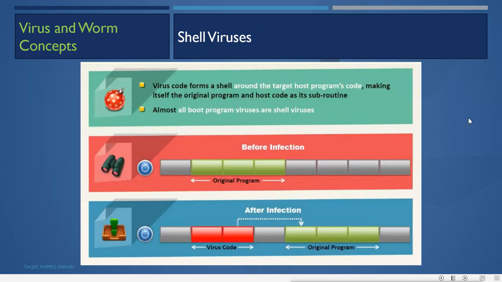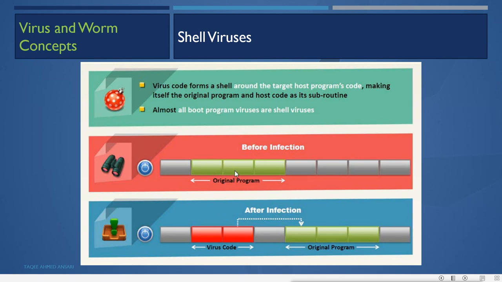Then we have shell virus. This virus code forms a shell around the target host program code, making itself the original program and the host code its subroutine. Almost all boot program viruses are shell viruses. Shell viruses are like whatever boot viruses we have seen previously. They all are what? Shell viruses.